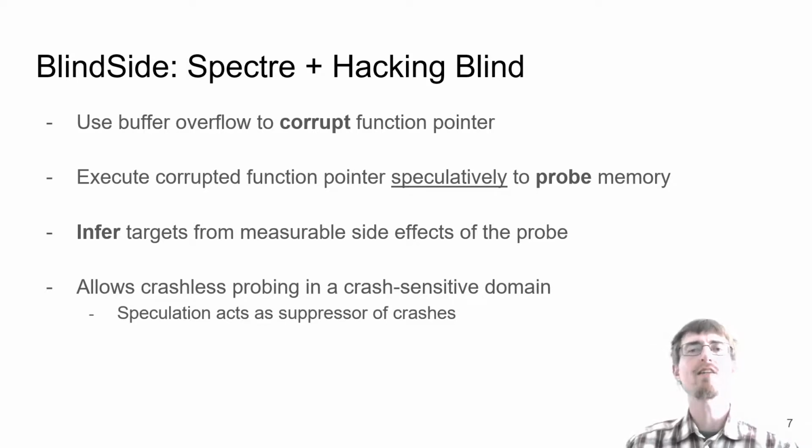So if we see the side effects in the cache, we know that the function was actually executed successfully. If we cannot see the side effects, then presumably the speculative execution crashed. In this case, because it's speculative, it doesn't result in a segmentation fault, but we can tell the differences from the state of the cache. So this means that we can now perform the same thing as hacking blind did, but without actually crashing the program, which is a much more powerful primitive than what we had before.